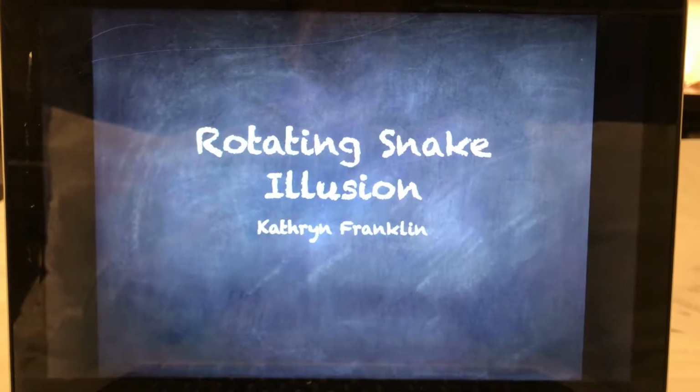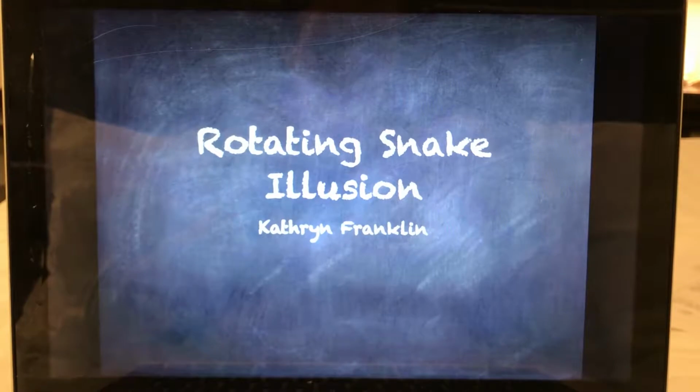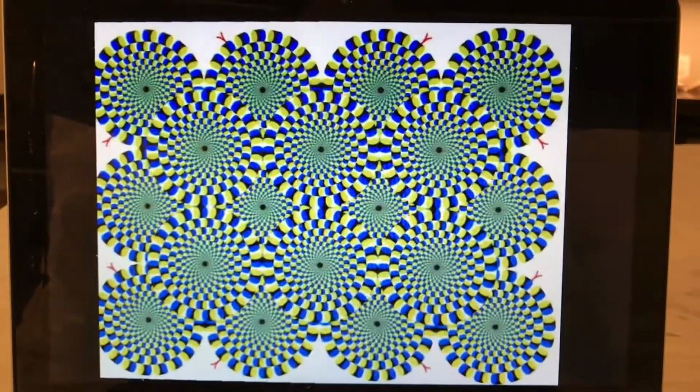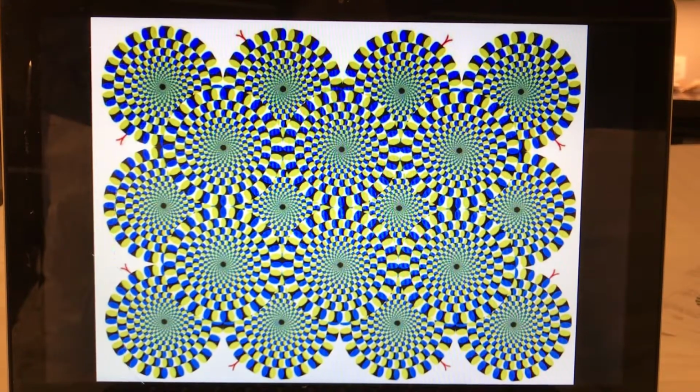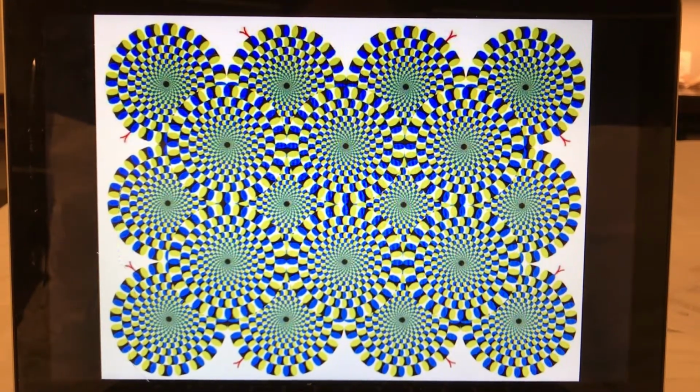My name is Kathleen Franklin, and my final presentation is on the rotating snake illusion. Here you will see an image of the rotating snake illusion. I'm sure most of you have seen this illusion before.